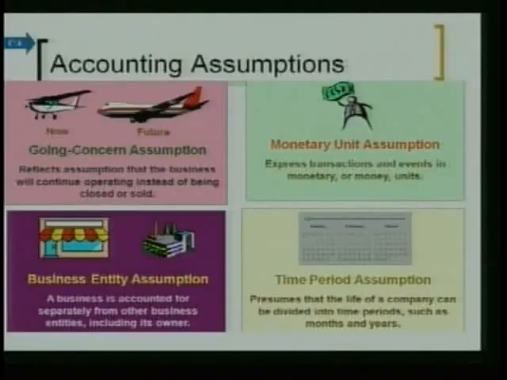Okay? And then the last thing is the time period assumption. That states that the life of a company can be divided into time periods, such as months or years or quarters and all those sort of things. We can kind of divide things up properly. And we'll talk more about that in chapter 3. But that's the time period assumption. Okay? All right. Any questions on that?